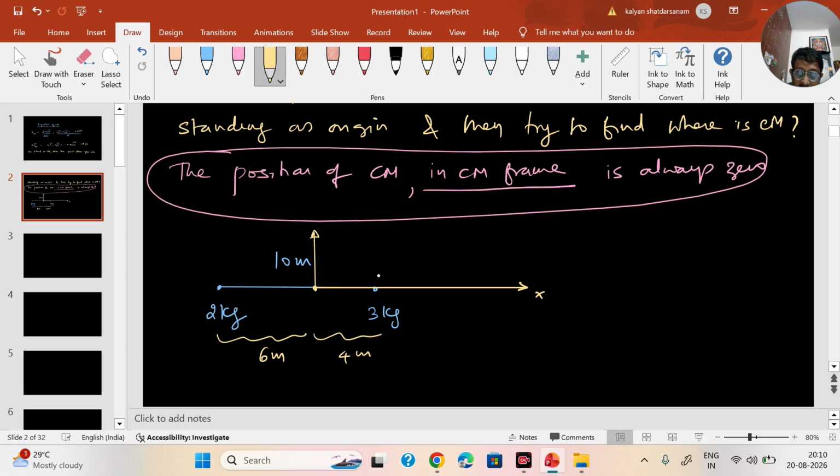Okay, the 3 kg coordinates are 4 comma 0. So you see, on the x-axis you went by 4 meters and on the y-axis you did not go. Here is the 3 kg particle. So its coordinates are 4 comma 0 and 2 kg coordinates are minus 6 comma 0.